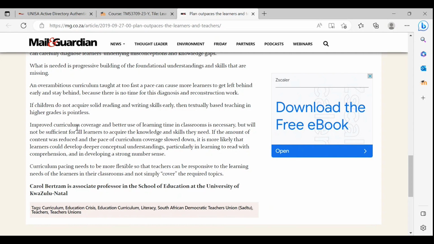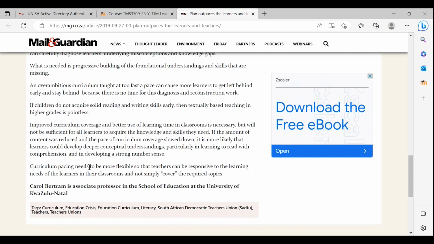Improved curriculum coverage, which is intended by the ATP, and better use of learning time in classrooms is necessary, but will not be sufficient for all learners to acquire the knowledge and skills they need. If the amount of content was reduced and the pace of the curriculum coverage slowed down, it is more likely that learners could develop even deeper conceptual understandings, particularly in learning to read with comprehension and in developing a strong number sense. All right? But unfortunately, currently as the ATP stands, there is no time for this.